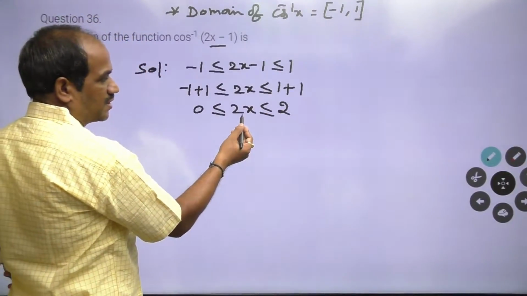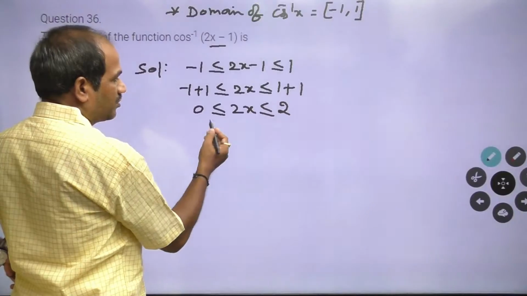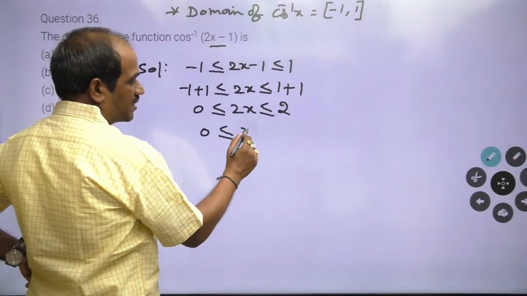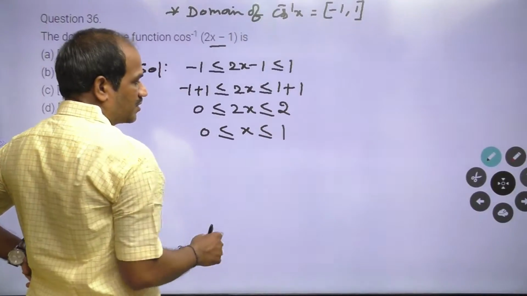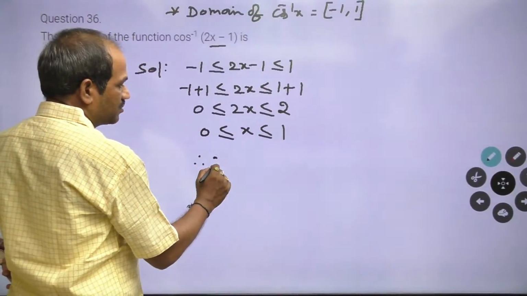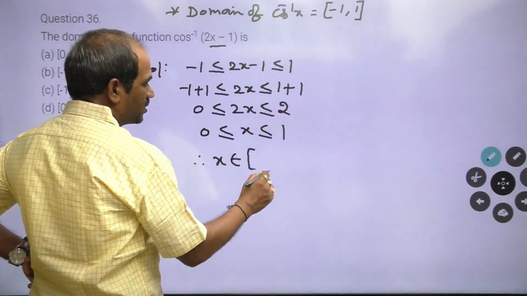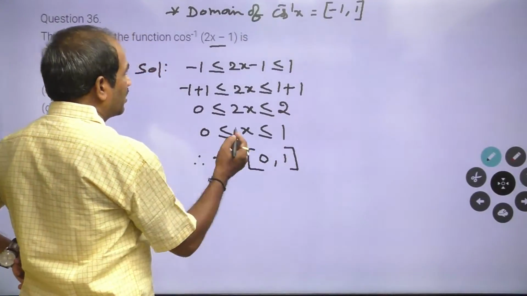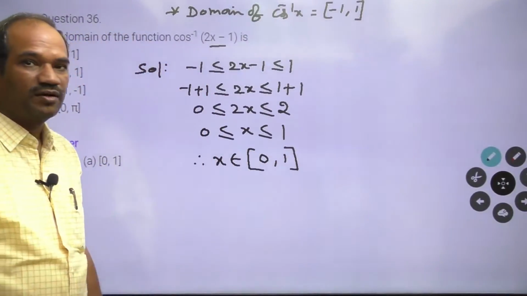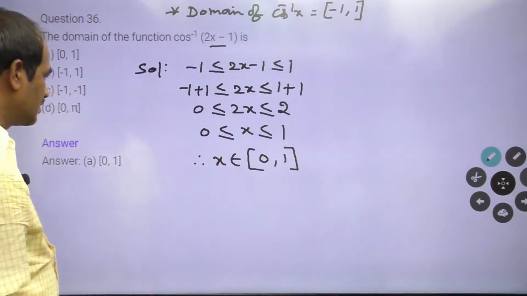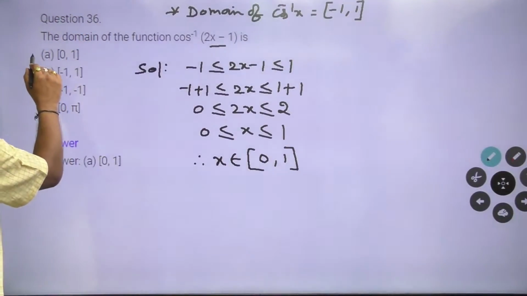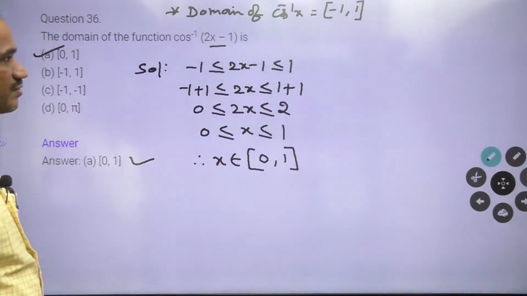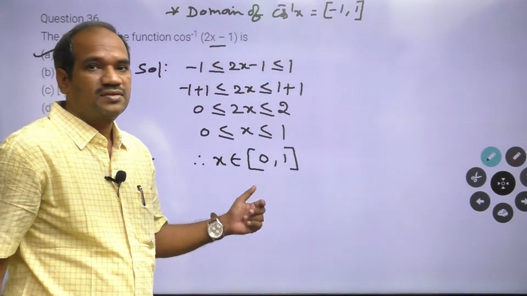Dividing by 2 on both sides, 0 by 2 is 0, less than or equal to 2x by 2, that is x, less than or equal to 2 by 2, that is 1. Therefore x belongs to the closed interval 0 comma 1. This is the domain of the given function. See your answer here, closed interval 0 comma 1, the first option is the right option. Write this question.